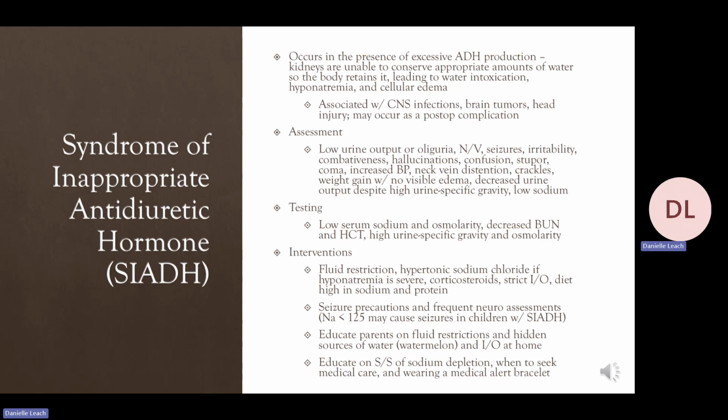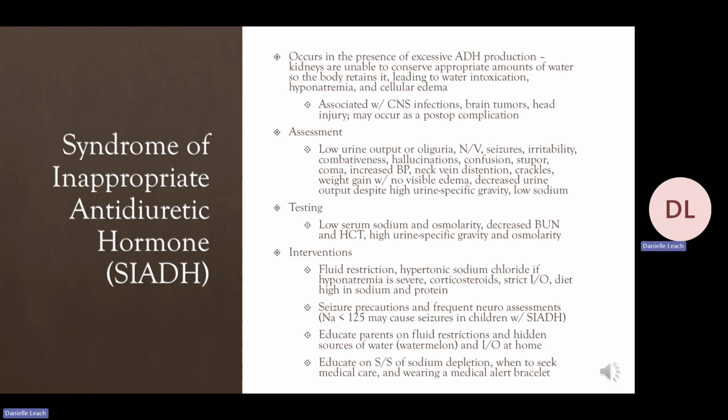The signs and symptoms have varying degrees of seriousness, but on assessment, the patient could have low urine output or oliguria, nausea and vomiting, seizures, irritability, combativeness, hallucinations, confusion, stupor, coma. Also things that go along with excessive retaining of water, things like increased blood pressure, jugular vein distension in the neck, crackles in the lungs, weight gain, but they may have no visible edema, decreased urine output despite a high urine-specific gravity, and like I said before, low sodium.